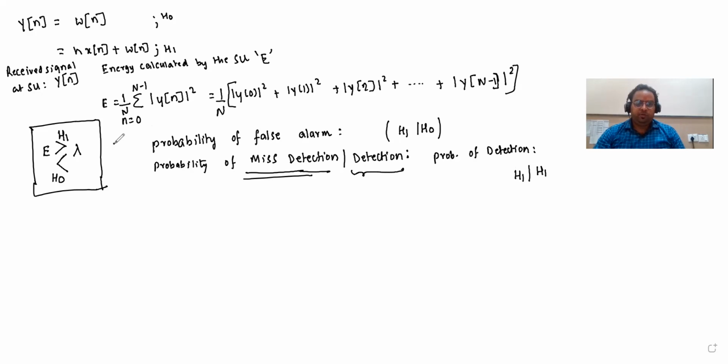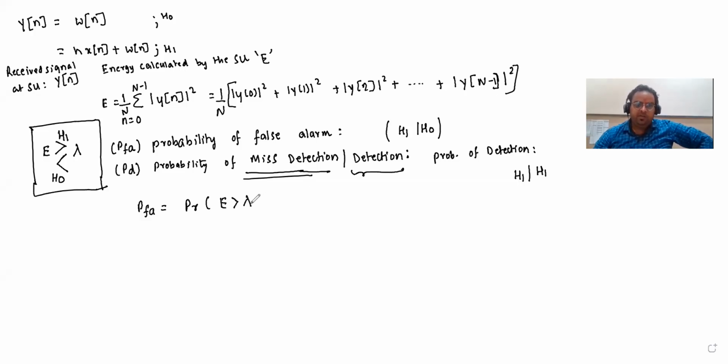So the probability of false alarm and the probability of detection, these are two things. We'll come to what the probability of misdetection says in some time. First, let us formulate the expressions for the probability of false alarm and the probability of detection. The probability of false alarm is basically the probability that the secondary user says that the primary user is present. That means the energy that the secondary user calculates, E, is greater than lambda, the threshold. However, the truth was that the primary user was absent.